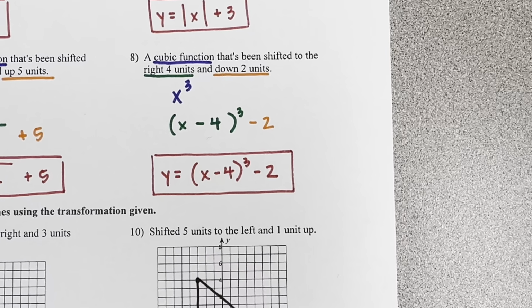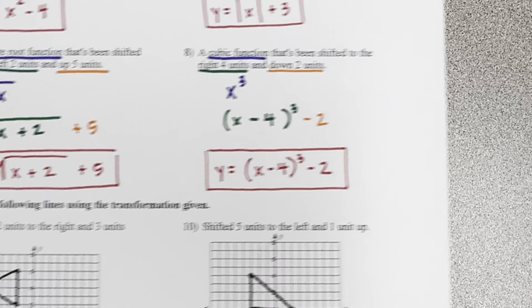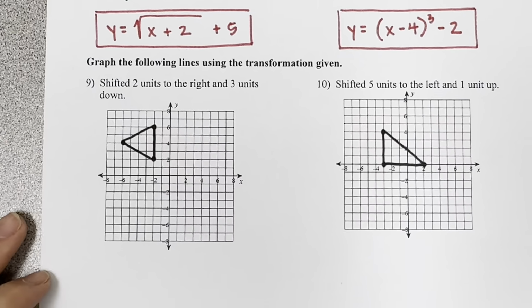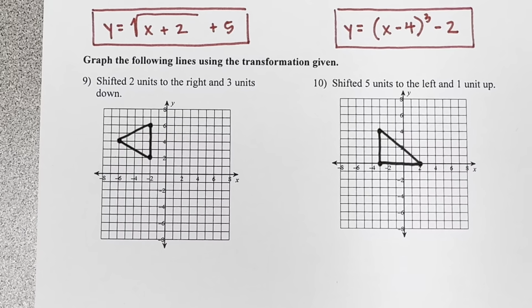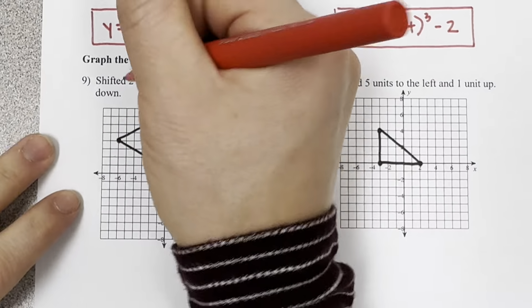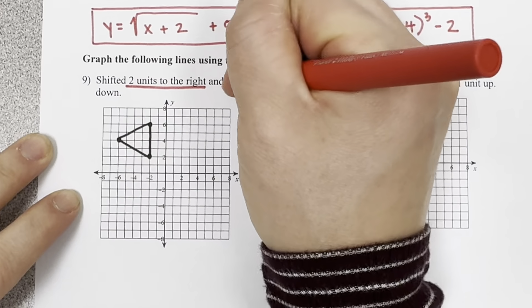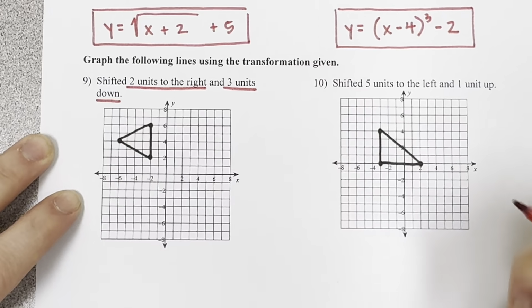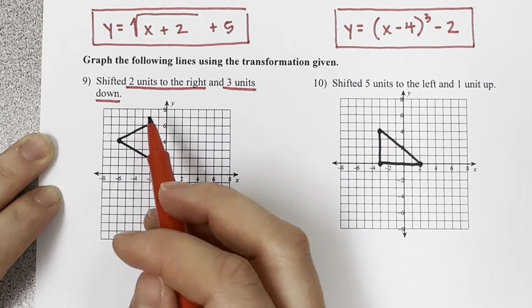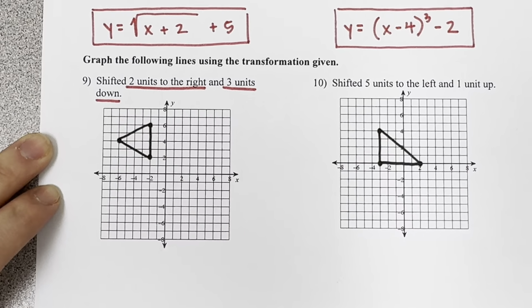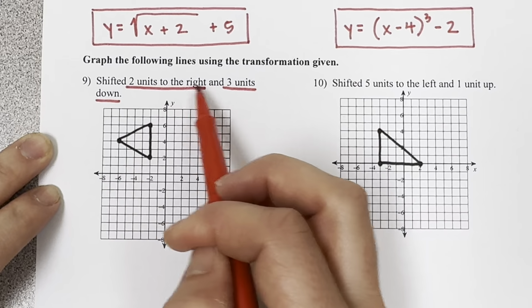Beautiful. The last thing you're going to have to do on your assignment is to simply transform some random points in a shape that it's giving you on a graph. It's telling us to shift it 2 units to the right and 3 units down. That literally means all we're doing is taking each one of these coordinate points that makes up this triangle, and going 2 units to the right, 3 units down. It doesn't really matter that it makes up a triangle.